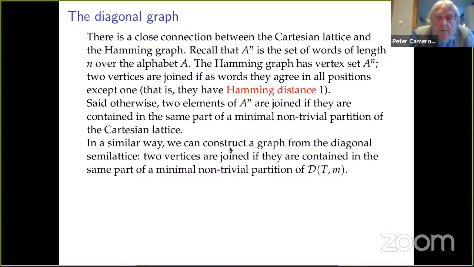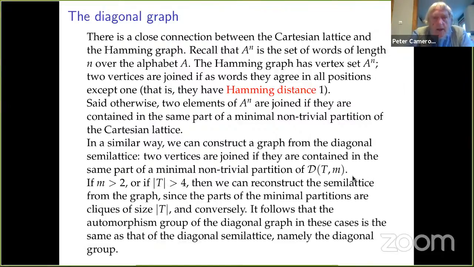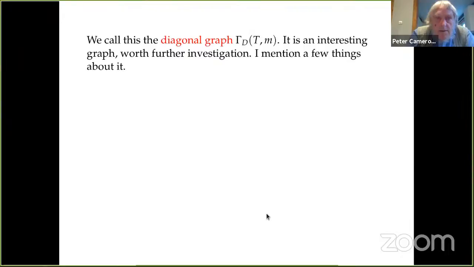Well, we could do the same with the diagonal semilattice. Take the diagonal semilattice, join two vertices if they're contained in the same part of a minimal non-trivial partition of the diagonal semilattice. So this gives us a nice graph called the diagonal graph. Except in very small cases, you can reconstruct the semilattice from the graph, and therefore the automorphism group of the diagonal graph will be the same as the automorphism group of the semilattice. And so this is the diagonal graph.